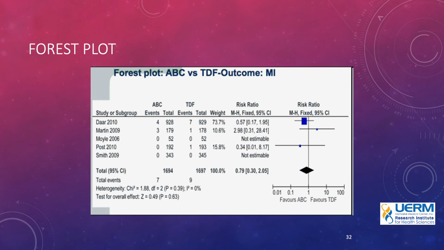So the diamond here represents the point estimate and confidence interval when you combine and average all the individual studies together. The vertical line here is called the line of nullity. So anything that crosses the line of nullity does not depict a statistically significant result. So since they all cross the line of nullity here, none of the studies depict statistically significant results.